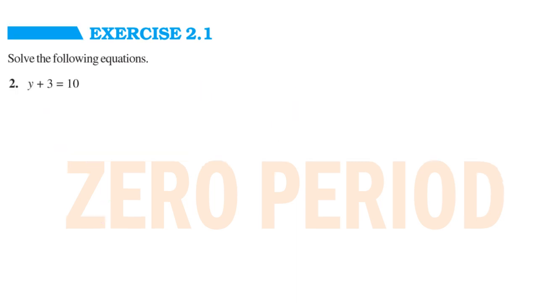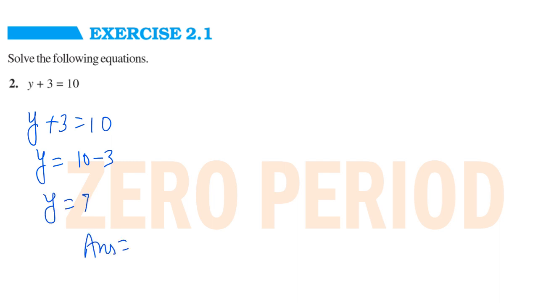In the second question, y plus 3 is equal to 10. We have to solve this for y. The variable is y only. Constants are 3 and 10. We have to transpose this 3 to the right hand side. So y plus 3 is 10. That is the question. If we transpose that 3 to the right hand side, it becomes 10 minus 3. So y is equal to 7. Your answer is 7. This is the second question.